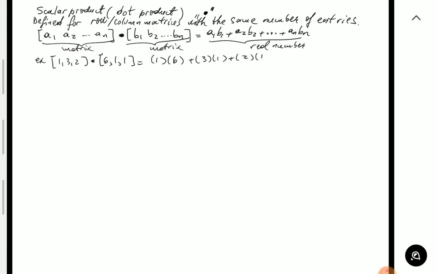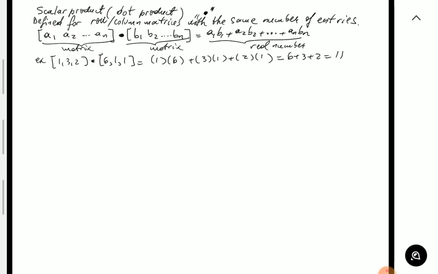Multiply each entry with the corresponding one on the other vector, and we end up with 6 plus 3 plus 2, which is 11. So that's the answer for this example.